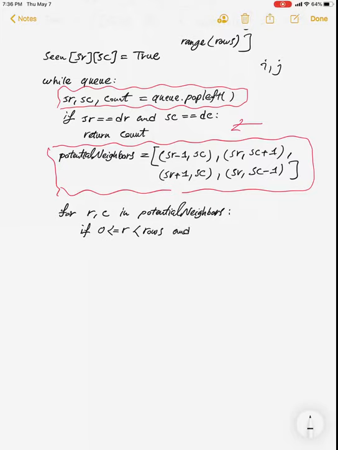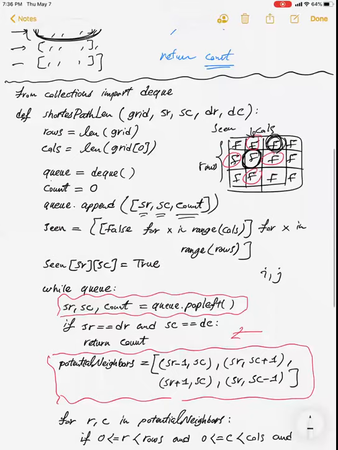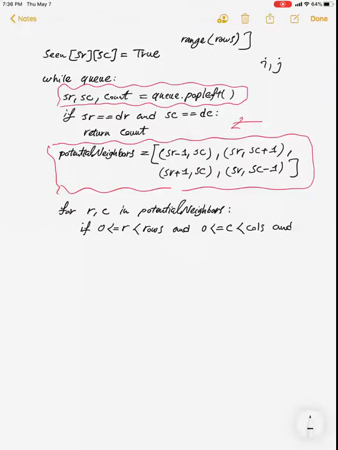And the second important one is the column. We should check our bound conditions, right? The column should also be greater or equal to 0 and less than columns. It means the cell is inside of the grid. For example, if we are in this cell, the top neighbor is not inside of the grid, so we shouldn't add it in the queue.